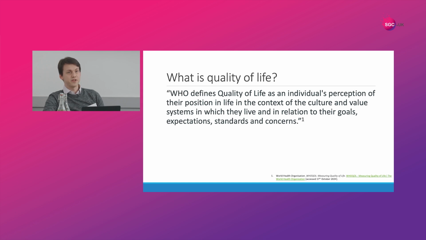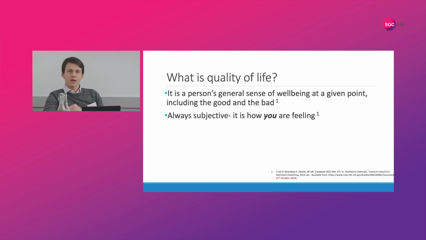We do have a definition from the World Health Organization. It's quite chunky. If we translate this into something a bit more understandable, it's talking about people's well-being. One of the key things here is that we're looking at well-being at a specific point in time. So if you say something about someone's quality of life, it's at the time you ask them about it. It's also very key to note that it's a subjective thing, so it's how an individual's feeling. No one else could tell you what your quality of life is.